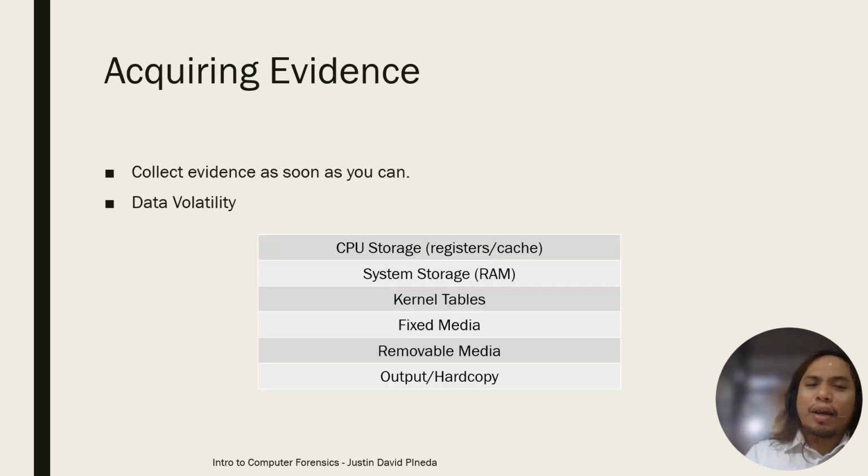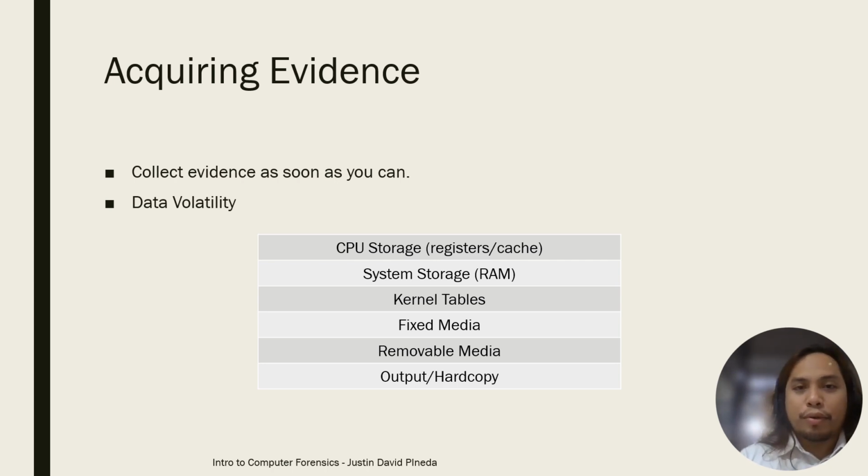So when we talk about acquiring evidence, you need to know the data volatility of the storage media. So you have to collect the evidence as soon as you can. And this is the list of storage media that we used. Although this is not exhaustive, if you would notice, the ones on the top would be the one with the highest data volatility, which would be your CPU storage, and then your system storage, which is your RAM, kernel tables, fixed media, removable media, and then output and then hard copy.